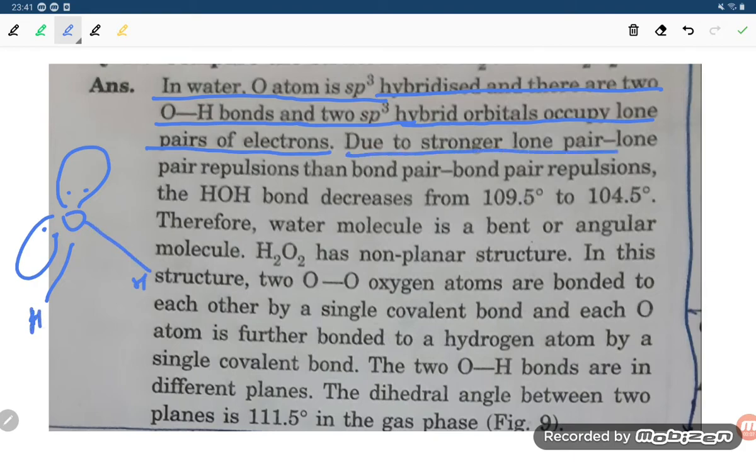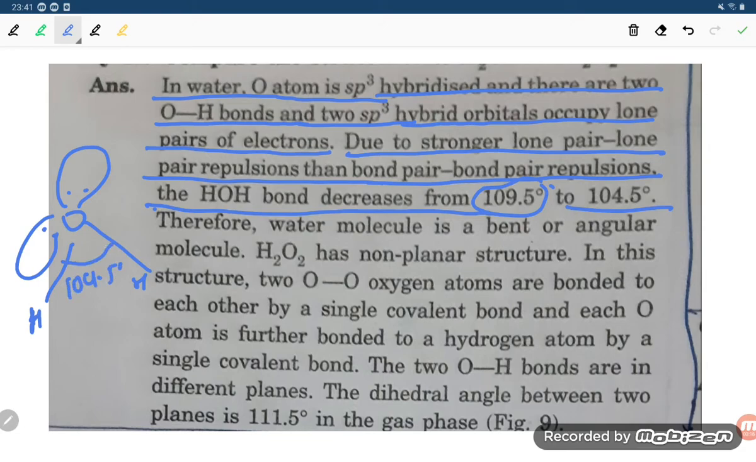Due to the stronger lone pair repulsion than the bond pair repulsion, the HOH bond angle is reduced from 109.5 to 104.5, meaning 104.5 degree. Therefore the water molecule has a bent or angular shape. This is the bent shape, right? Bent shape. Now what is there, student?